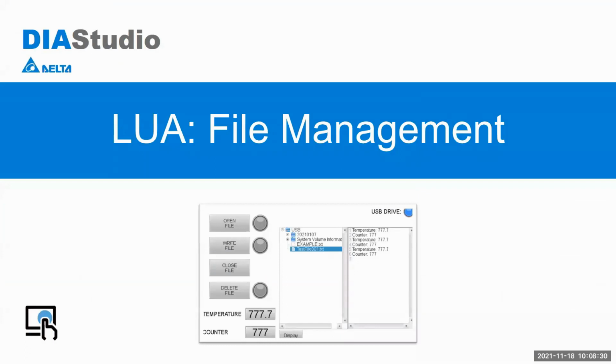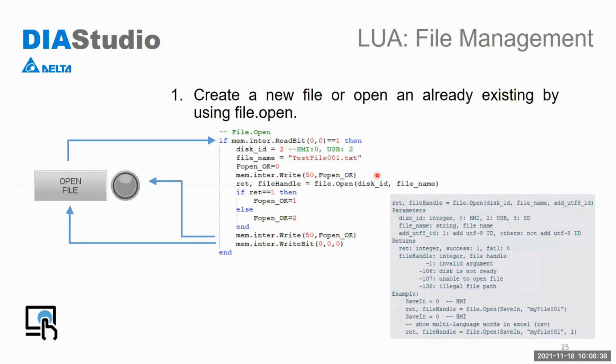The different functions we have. So the first, as I said, is how to create a file, or in case it's already created, how to open this file in order to read and write from that file. The function we need is this one, file.open. And it has a couple of parameters.